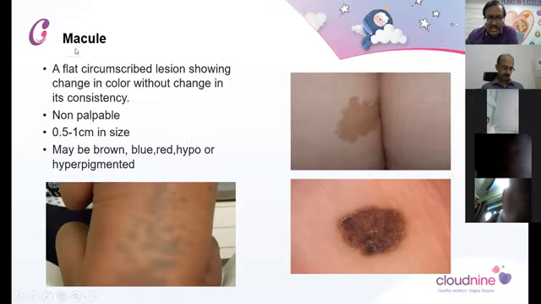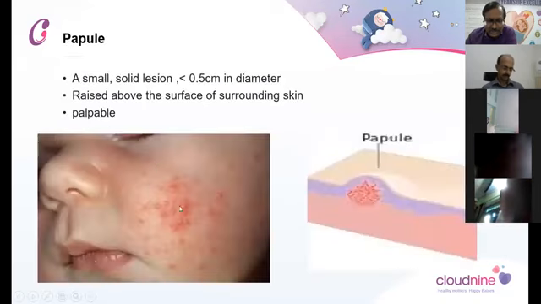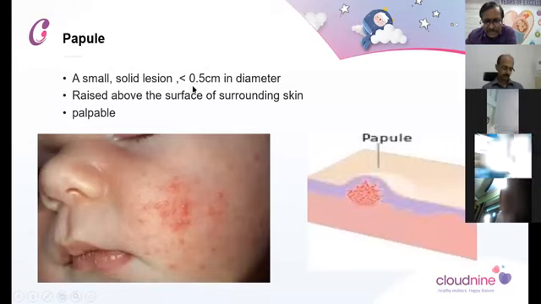Let's see what exactly it is. So let's see what is macule. Macule is a flat circumscribed lesion showing change in color without a change in consistency. It is basically not palpable. The size is usually 0.5 to 1 centimeter. Color may be brown, blue, red, hypo or hyperpigmented. And let's see what is papule. These are the papules. It is a small solid lesion less than 0.5 centimeter in diameter, which is raised above the surface and it is palpable.